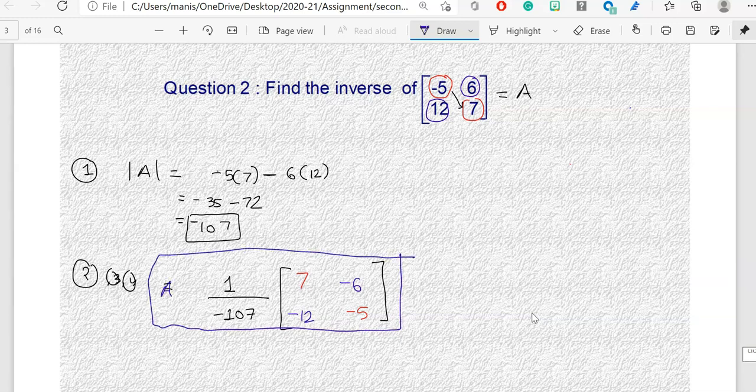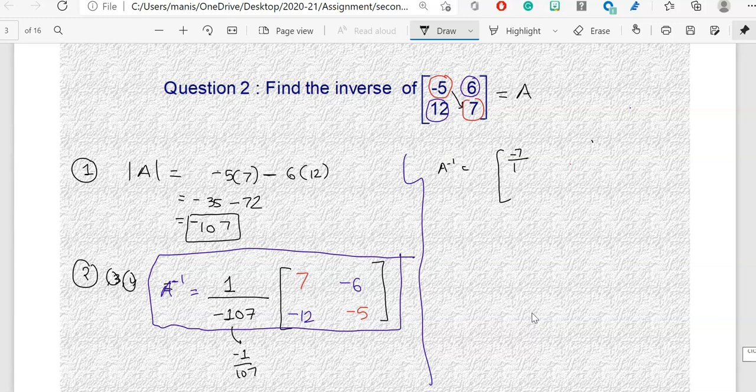Now, as I mentioned to you earlier, I will not leave my answer like this. I will simplify this, so let's go ahead and do it. A inverse is equal to, I will multiply the scalar quantity. Do keep in mind, when you see 1 over negative 107, it means negative 1 over 107. It's the same thing. You all know this. So I'll multiply this, and it will look like this.